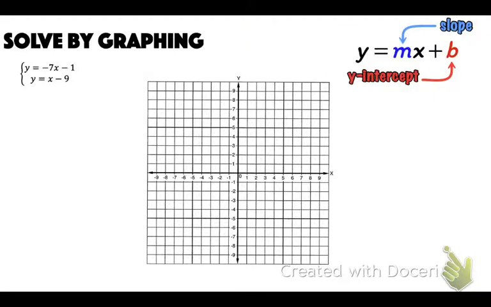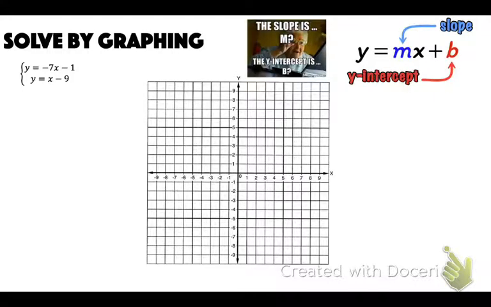So if we look at this one, y equals negative 7x minus 1, m in this case is negative 7, and b is negative 1. That means the slope is negative 7, and we could put that over 1 because that helps us see we go down 7 and then to the right 1. The y-intercept is negative 1, so I'm going to go down to negative 1 and plot that point right there.